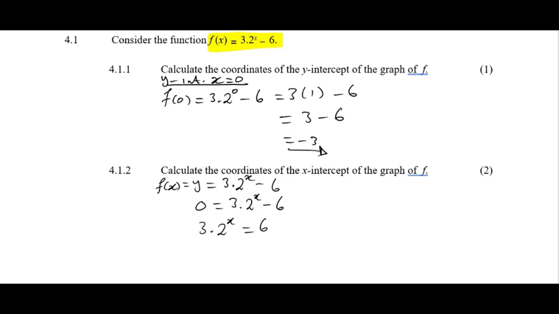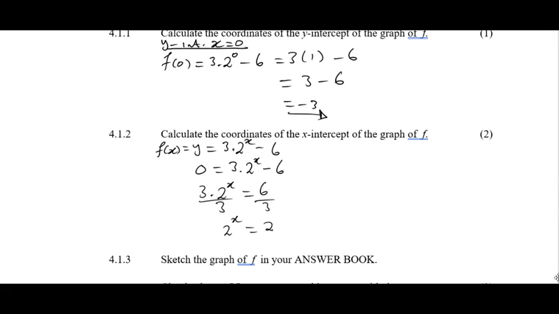If I divide both sides by 3, we have 2 to the power x equals 6 over 3, which is 2. By default, the bases are the same, which means x must equal 1. Therefore x equals 1 is our x-intercept, where y is 0.